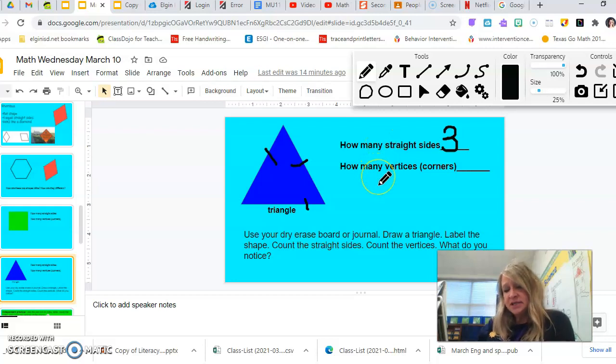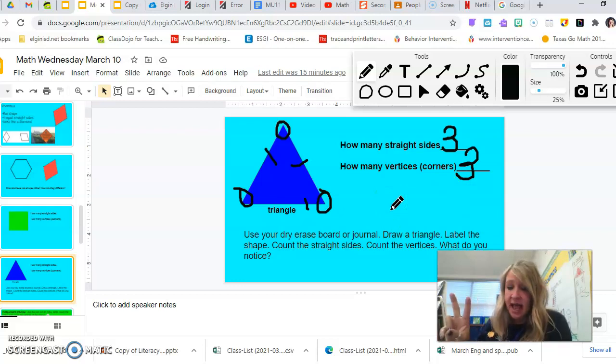How many vertices do you think a triangle has? Well, if we're counting the pointy corners, there's 1, 2, 3. 3 vertices. And what do you notice about how many straight sides and how many vertices a triangle has? They're all what? 3. There's 3 sides and 3 vertices for triangles.